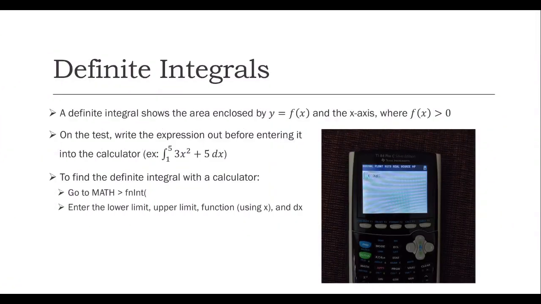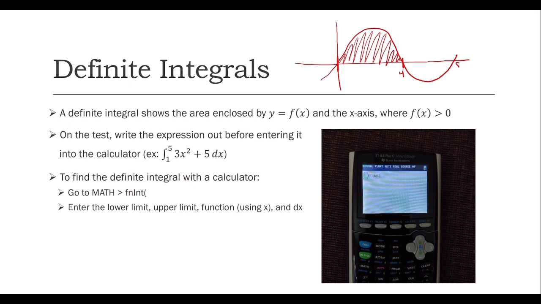Next, we have definite integrals. A definite integral shows the area enclosed by y equals f of x and the x-axis, where f of x is greater than 0. So if you had some function like this, and you wanted to know the integral from here, where x equals 0, to this value, where we could say x equals 4, your integral would give you this area here. If you wanted to know the integral till 8, for example, then your integral would equal this area here minus this area here, because this area is underneath your x-axis.